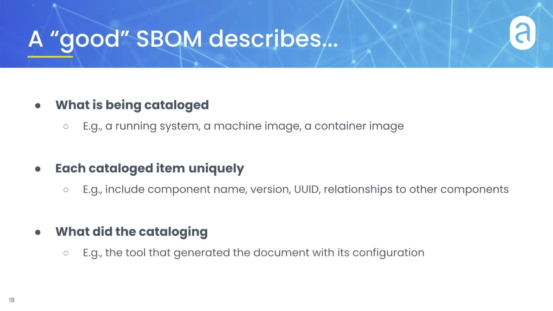And lastly, the SBOM should describe what actually did the cataloging. Typically you're not finding individual folks going out and manually crafting these things, so it makes sense to at least describe the tool that created the SBOM, and say the configuration that came with it. If you have a way to configure your SBOM generator tool, you should be bringing that configuration into the SBOM document such that somebody can reproduce the same result with the same configuration. And this is kind of the entry point for what makes a good SBOM.